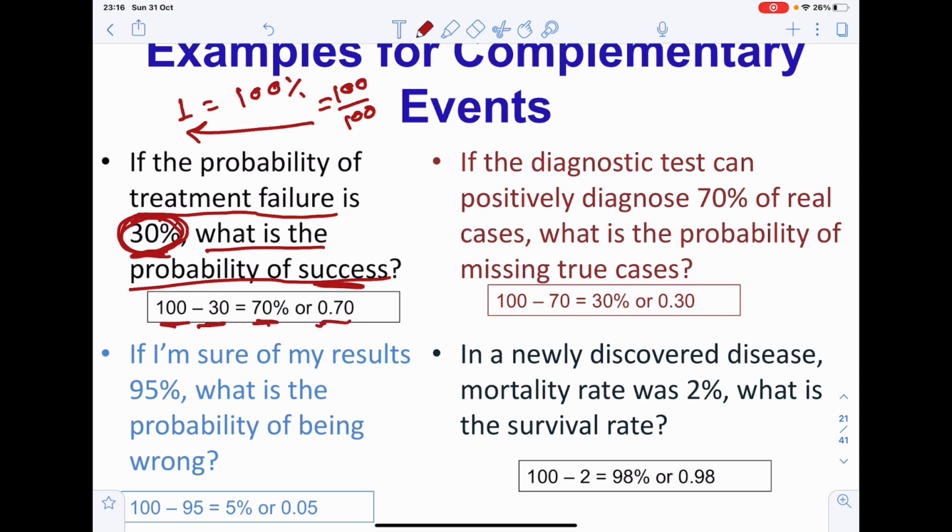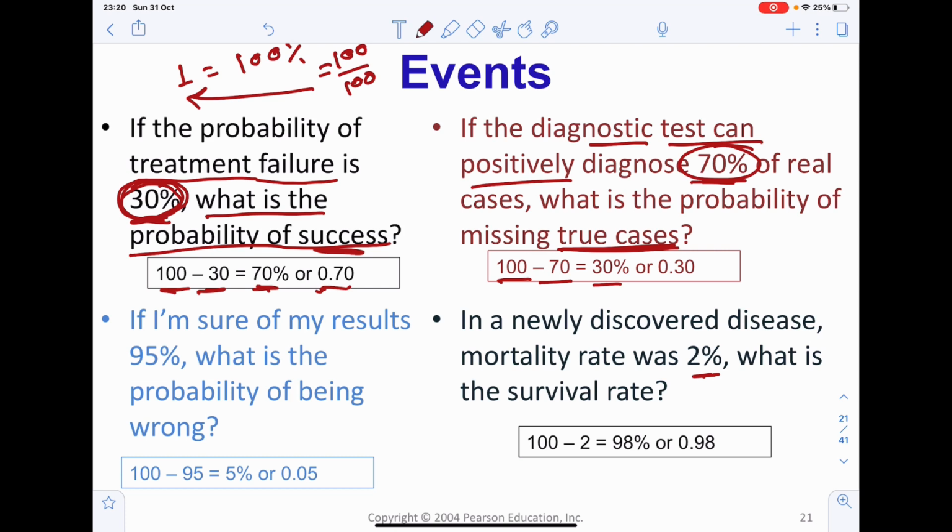Same thing here. A diagnostic test can positively diagnose 70% of real cases. What is the probability of missing a true case? Since it is missing a true case, that means it will be the opposite of the 70%, so 100 minus 70, which is 30%.